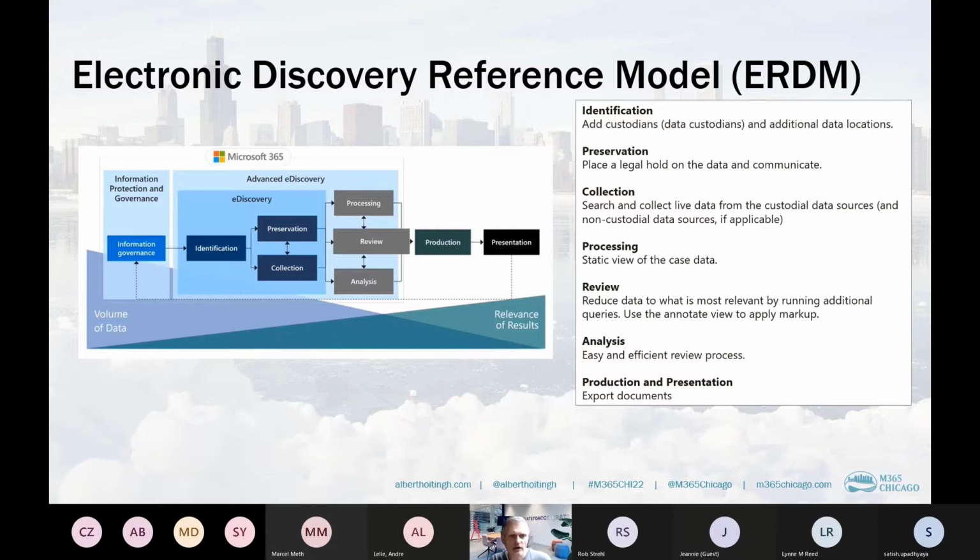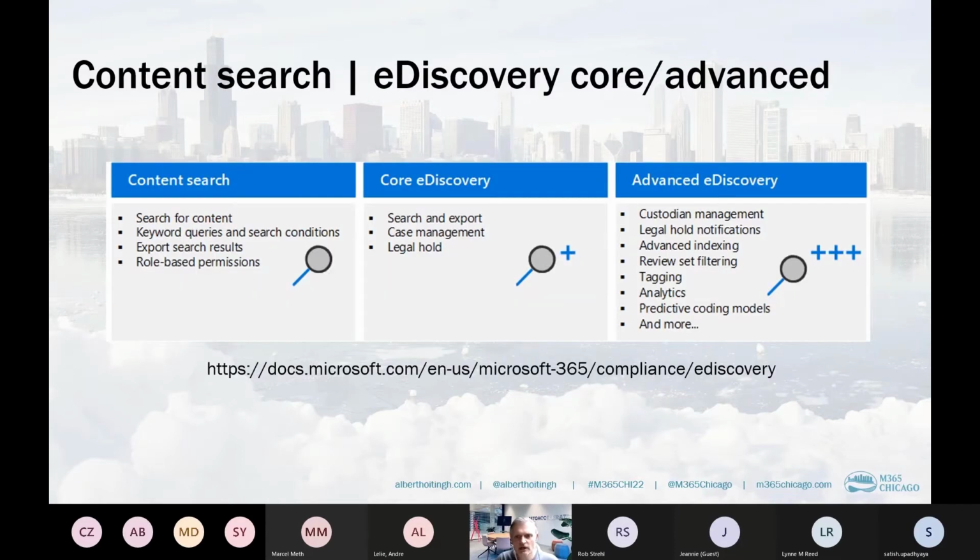So let's take a look. This is the general EDRM model. How does this work within Microsoft 365? Well, basically, we have three options for eDiscovery in Microsoft 365.